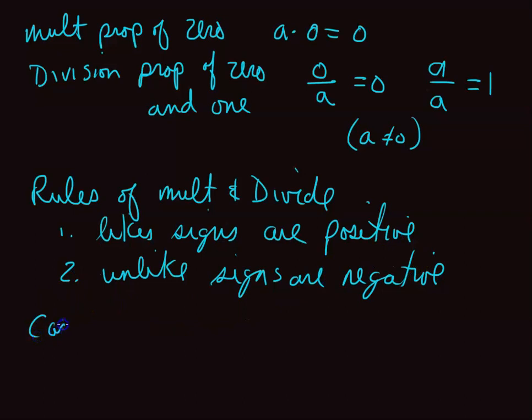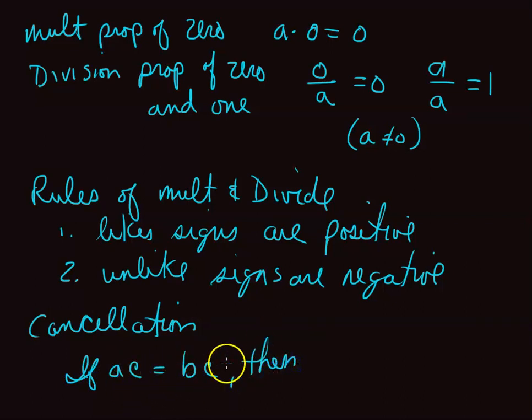There's one called cancellation. Do this all the time. If we have AC and that equals BC, then you can essentially say, let's divide both sides by C, and you get A equals B. So you can cancel that C. You can do that with division too. It can be AC over BC, and the C's cancel, and you get A over B. Now in this case, make sure that B and C are not 0.